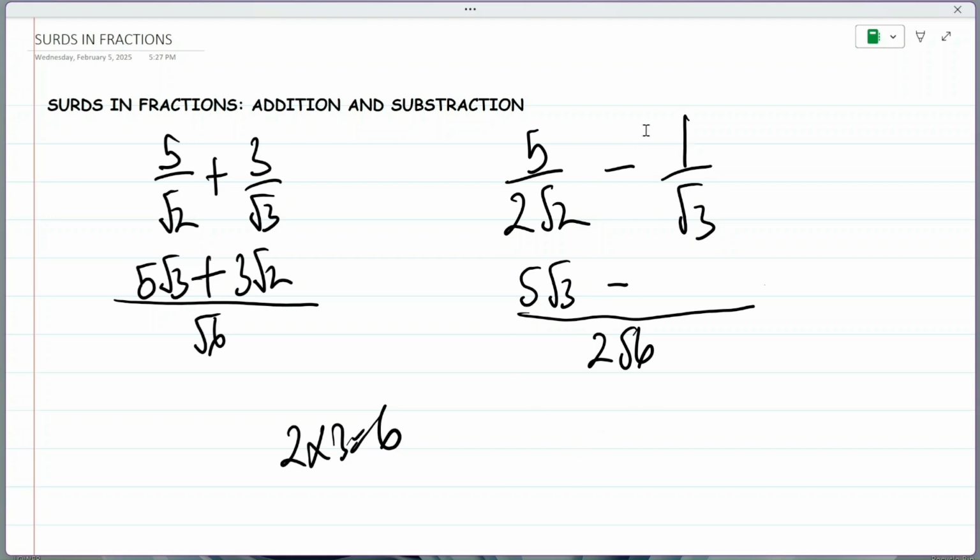So 2 root 2 times 1 is 2 root 2. You should notice on the numerator that they are not like terms. This is root 3 and this is root 2. You can't subtract. At this point, this is not your final answer because you have a root 6 below. You have to rationalize. But we'll leave it at this because what we're trying to do at this point is to understand the subtraction and addition of surds in fractions.